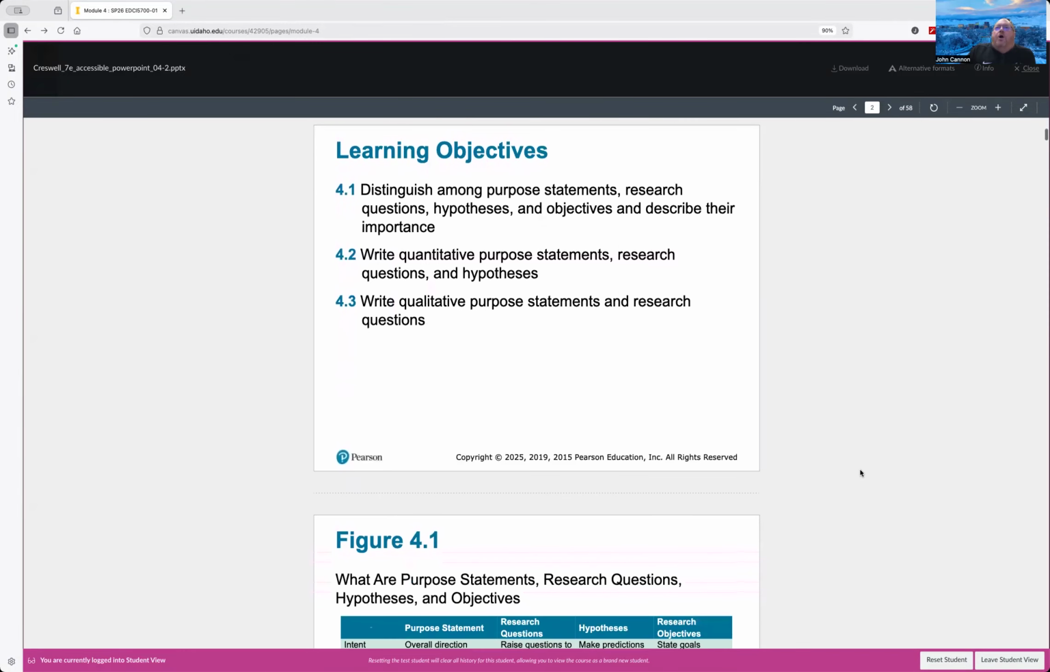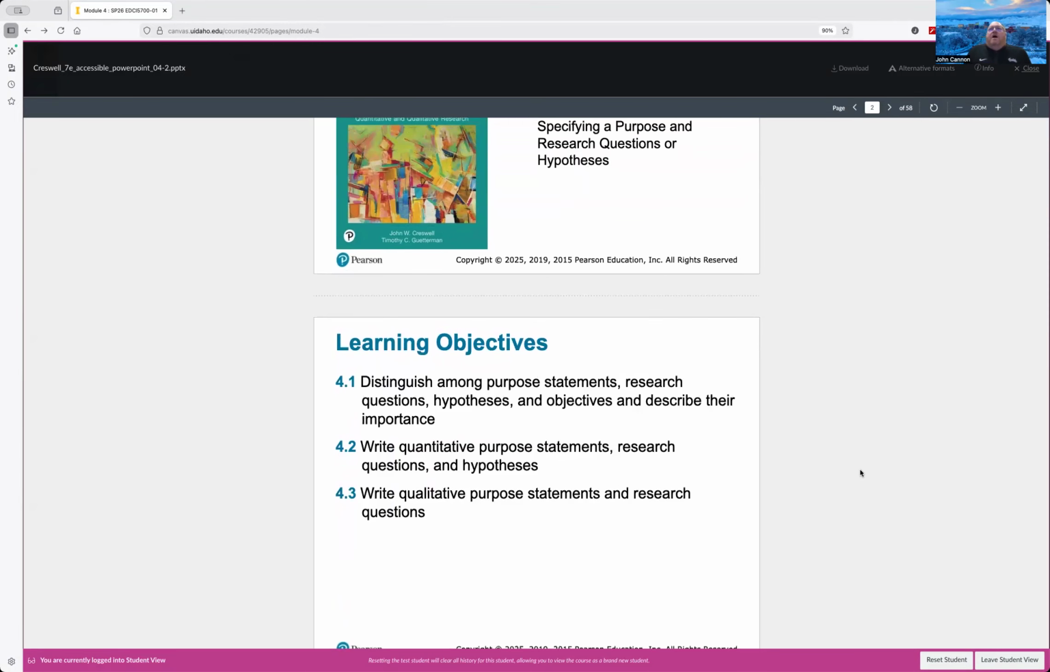And the learning objectives for Chapter 4 from Creswell and Guterman. The first one is to distinguish among purpose statements, research questions, hypotheses, and objectives, and describe their importance. The second one, write quantitative purpose statements, research questions, and hypotheses. And the third, write qualitative purpose statements and research questions. But for this course, you will not be writing out those purpose statements, research questions, or research objectives. In this chapter, Creswell and Guterman go through best practices. If you get to that point in your graduate studies journey and you will be writing a thesis or dissertation, this will provide a guide for you.